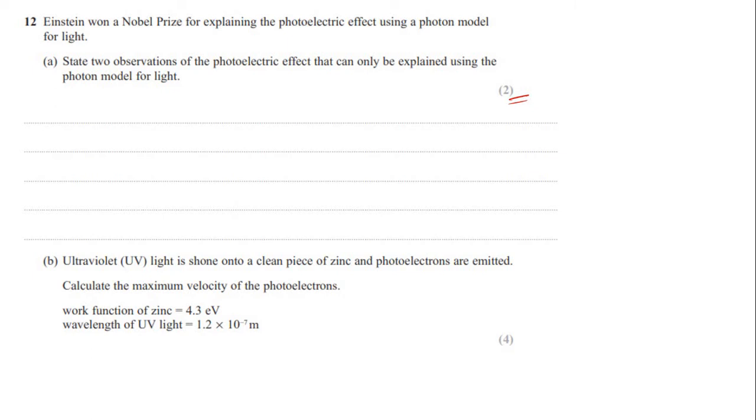And then the second important one is there is no delay in emission of electrons. Electrons are emitted instantaneously when the light hits the metal surface. So these are the two important reasons, because in wave theory there has to be some delay in emission, since a wave takes time during absorption. So according to wave theory, the electron should be emitted after some time, while the practical observation is that the electron is emitted instantaneously, and it is only possible if the photon hits the electron as a particle. So that's how you can write your answer.